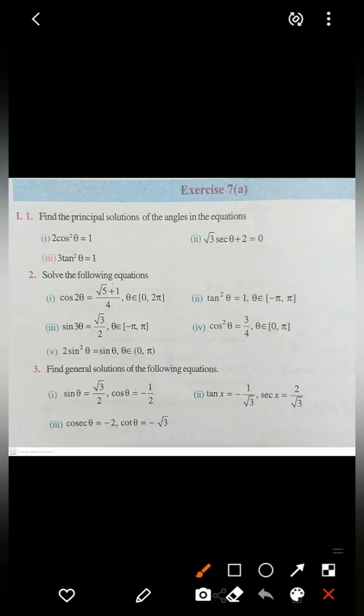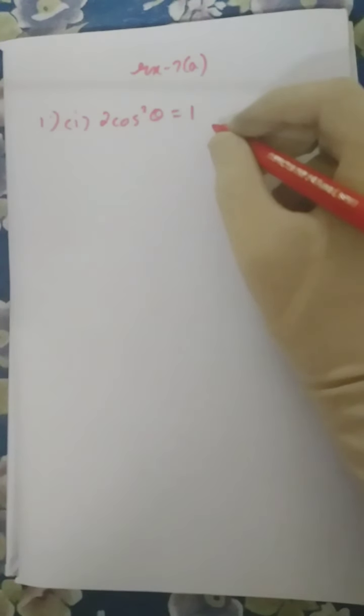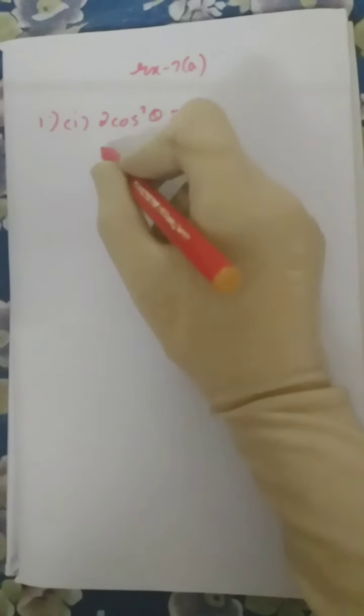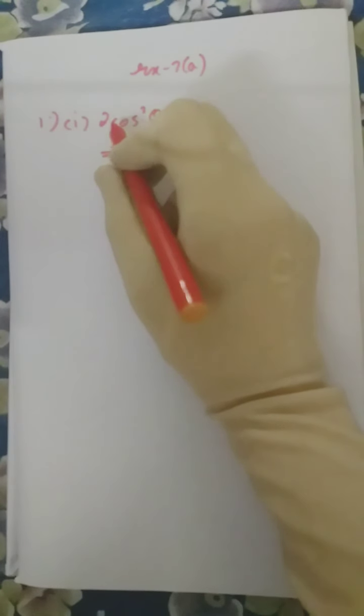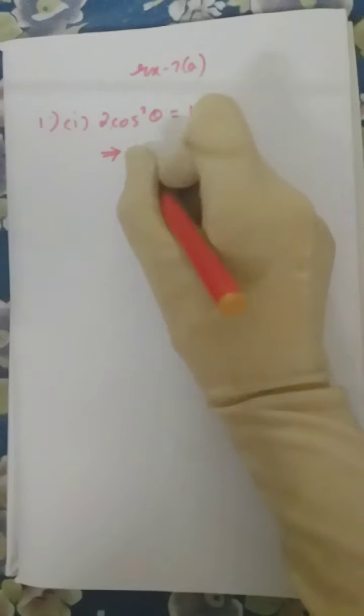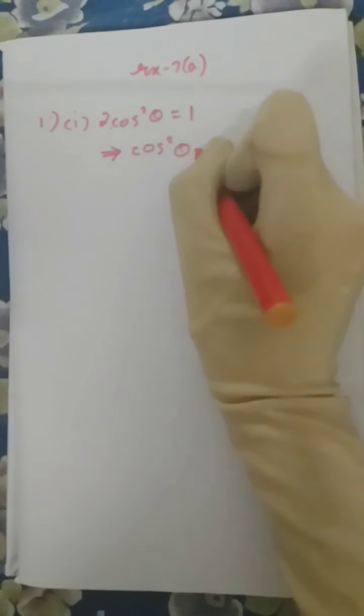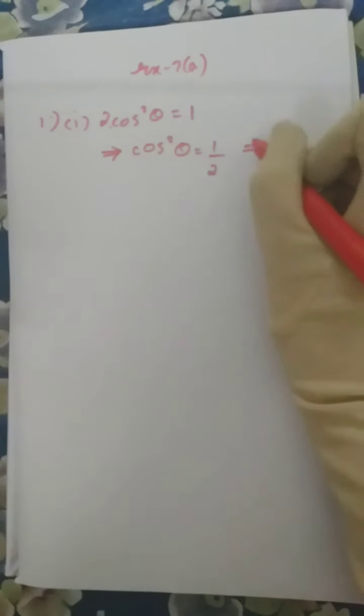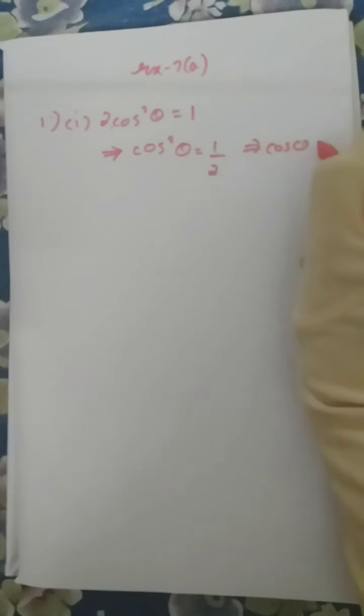Exercise 7a, first question. The first question is, find the principal solution of the angles in the equation 2 cos square theta is equal to 1. Principal solution means we have to find the value of the angle theta. So here we need the value of cos theta. So what to do? Send the 2 to that side first. Cos square theta is equal to 1 by 2. Now cos theta will be equal to, if the square goes that side, it becomes square root. So square root of 1 by 2.